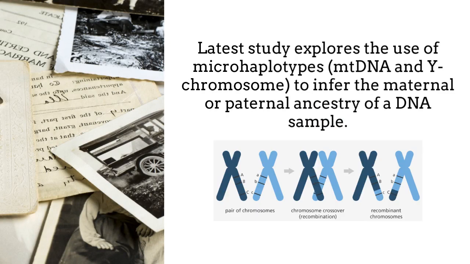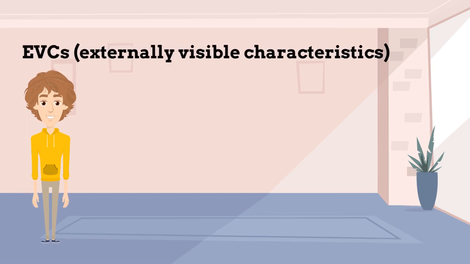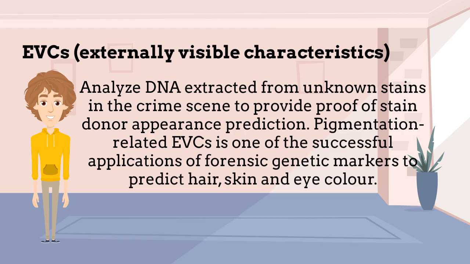Other than that, later study explores the use of microhaplotypes, mitochondrial DNA, and Y chromosomes to infer the maternal or paternal ancestry of a DNA sample. Besides, externally visible characteristics, also known as forensic DNA phenotyping, targets to analyze DNA extracted from unknown stains in the crime scene to provide proof of stain donor appearance prediction. Pigmentation-related ABCs is one of the successful applications of forensic genetic markers to predict the hair, skin, and eye color.